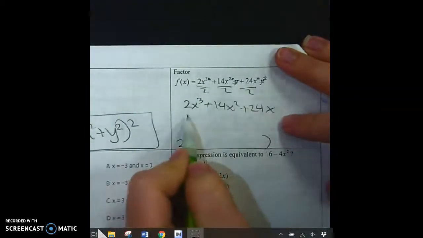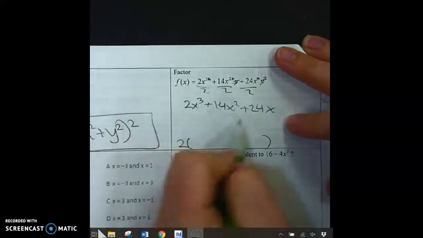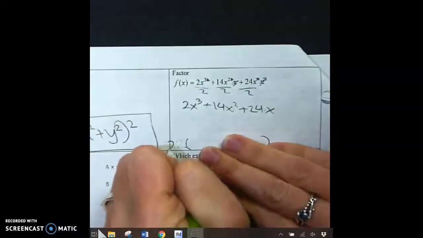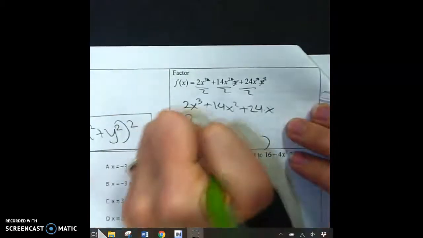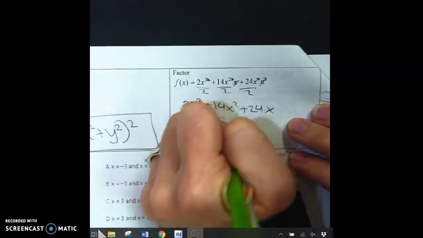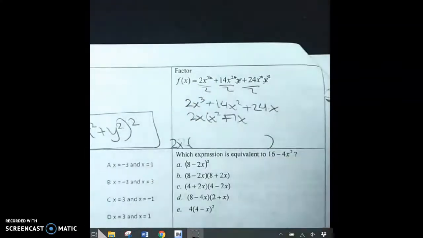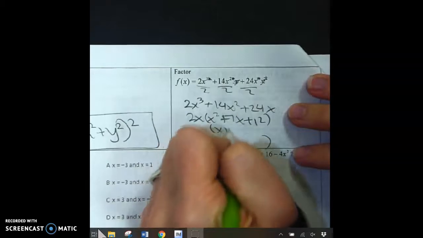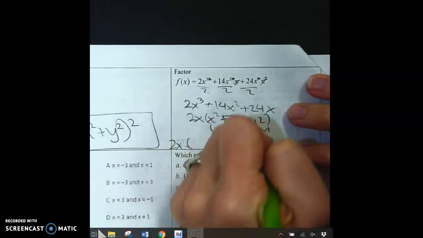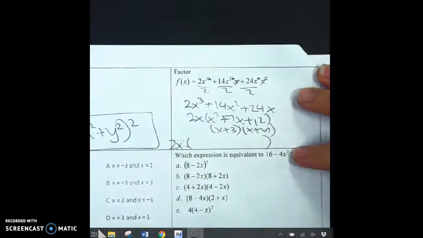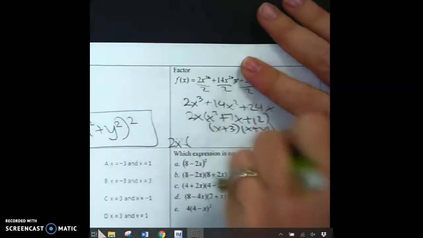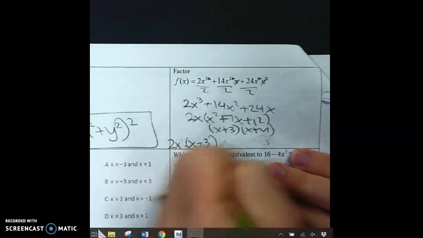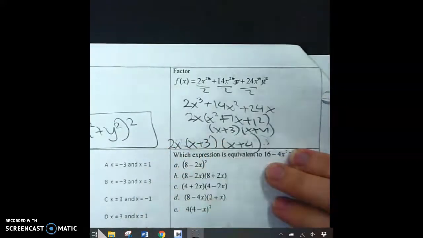Okay, and, oh, I divided out the 2. But actually, when I look at that now, I should have taken out a 2x. So that would be 2x times x squared plus 7x plus 12, and that's x plus 3, x plus 4. Okay? Now, with that being said, I got to put everything back in. So I had 2x, x plus 3, x plus 4.